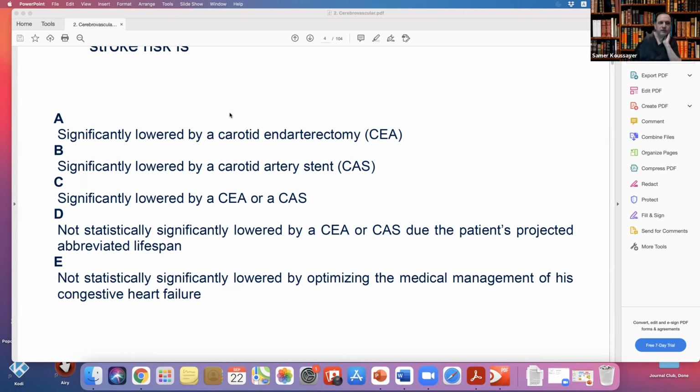Correct. Yeah, because every other option is off. The last one is wrong because they improve with the medical treatment. We said no surgical stenting, but still you have to treat him medically. So they benefit from optimized medical management and his congestive heart failure also.